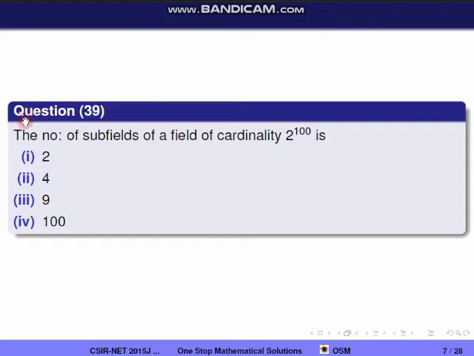Next question, question 39. The number of subfields of a field of cardinality 2 power 100 is. So we have to find how many subfields there are for this field. So we'll look into the concept used.